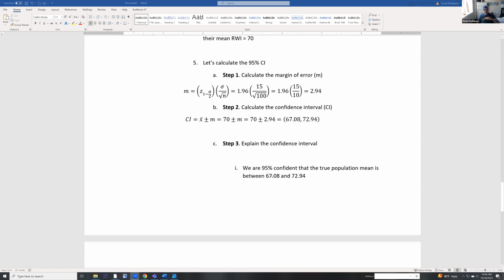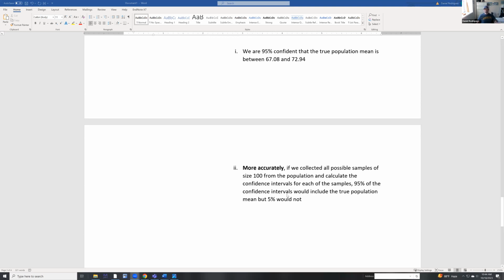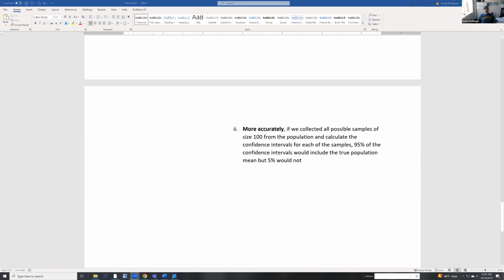Explain your confidence interval. We are 95% confident that the true population mean is between 67.08 and 72.94. So we see our point estimate is one thing, it's 70, but we say, well, we're really confident that it's somewhere between here and here. Again, it's just a point estimate, right? More accurately, if we take all possible samples of size 100 from the population and calculate the confidence interval for each of those samples, 95% of the confidence intervals would include the true population mean, but 5% wouldn't.